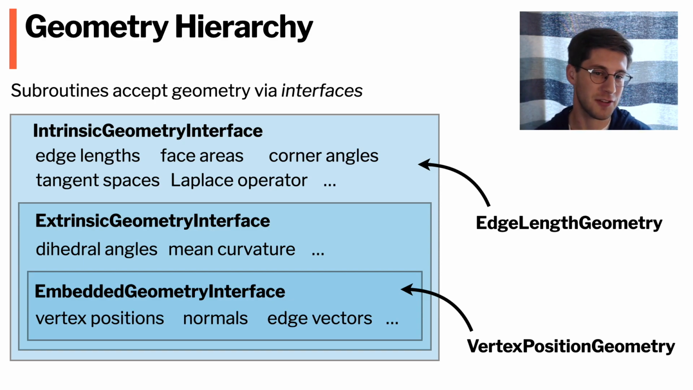Then there's extrinsic geometry, which adds in addition quantities like dihedral angles and mean curvatures, or even all the way to an embedded geometry, which has notions like the position of a vertex or the normal of a face, and so on and so forth. So these allow you, when you're writing an algorithm, to specify just the quantities that you actually need.